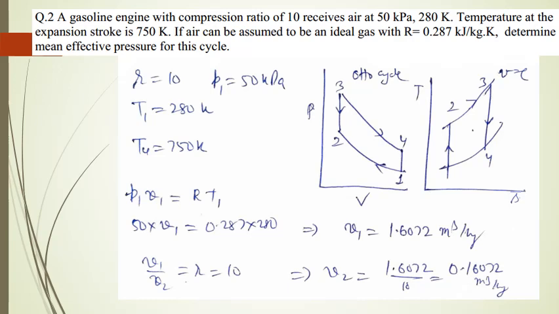So we have drawn the PV diagram and the TS diagram. Now here the value of compression ratio r is given as 10, P1 equals 50 kilopascal, T1 equals 280 Kelvin and T4 is equal to 750 Kelvin.